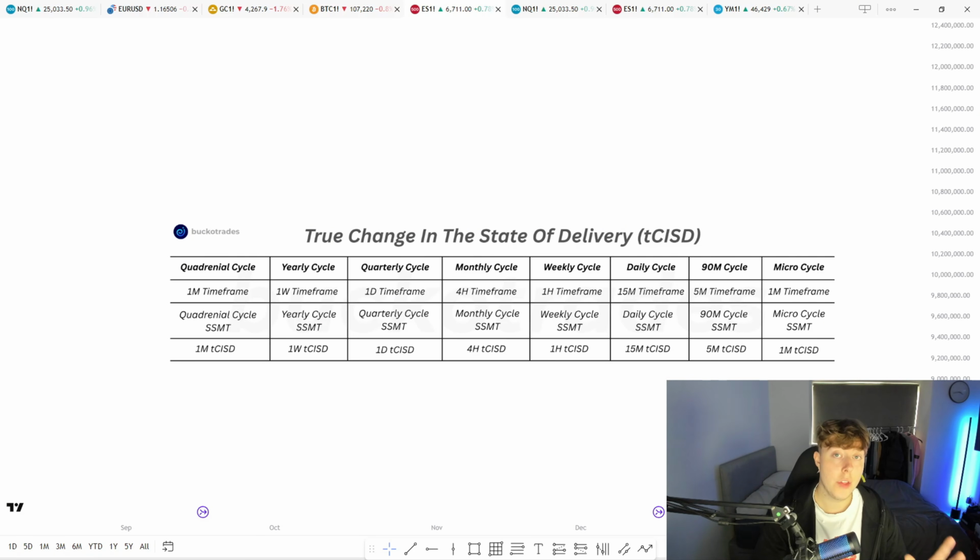And now the true change in the state of delivery is a concept that we use to confirm sequential SMT. So sequential SMT confirms manipulation, and then a true change in the state of delivery confirms the sequential SMT. So yeah, this is how we actually use this to enter. This is an actual entry technique. So I'll be breaking it down for you guys.